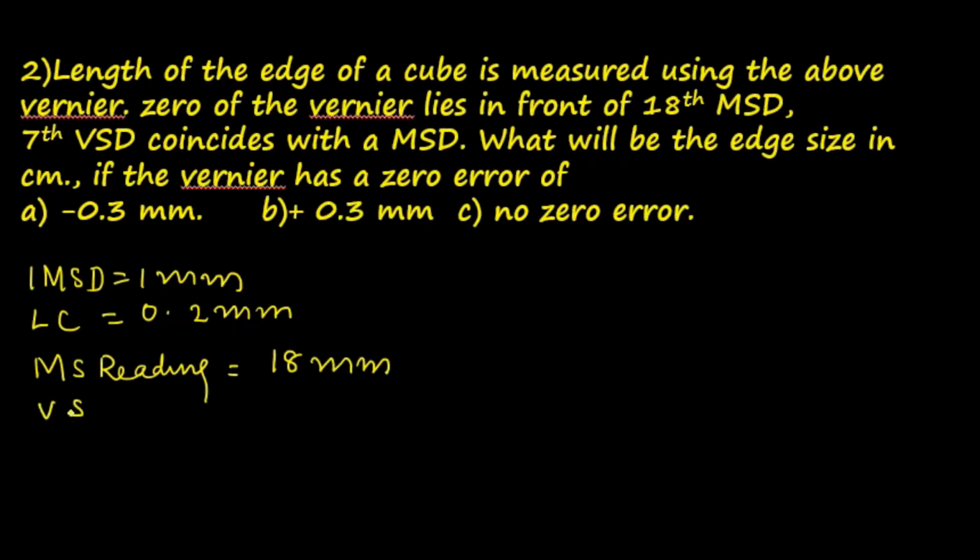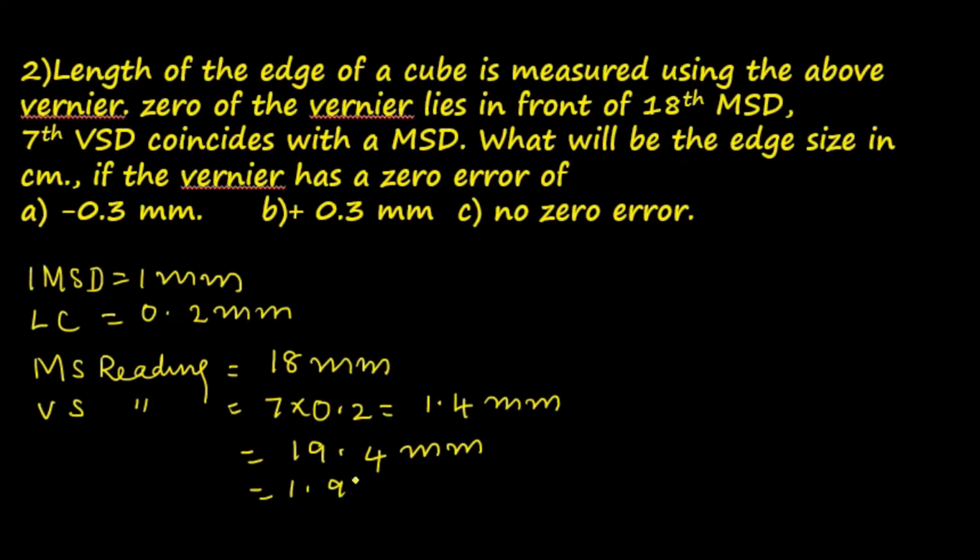So vernier scale reading is equal to 7 into 0.2, equal to 1.4 millimeter. So putting it together, we get 18 plus 1.4 equal to 19.4 millimeter. This has to be given in centimeter. So this becomes 1.94 centimeter. So the edge length is 1.94 centimeter. This will be the reading if the vernier has no zero error, that is for C.